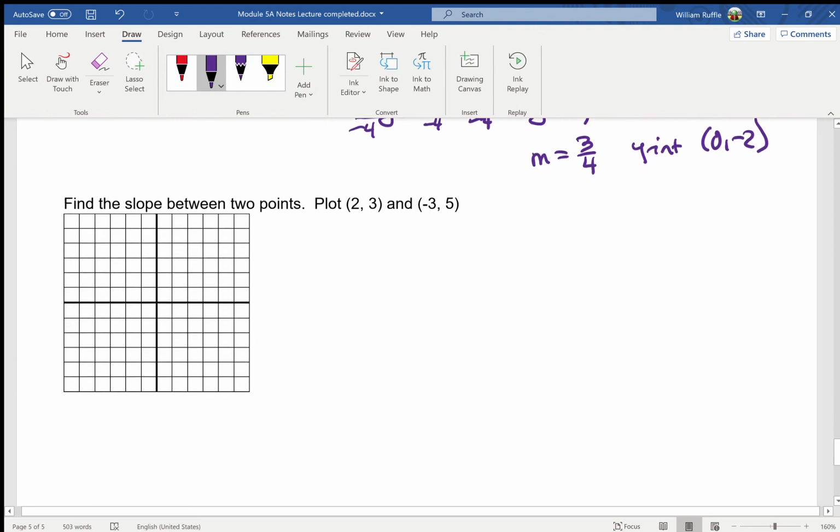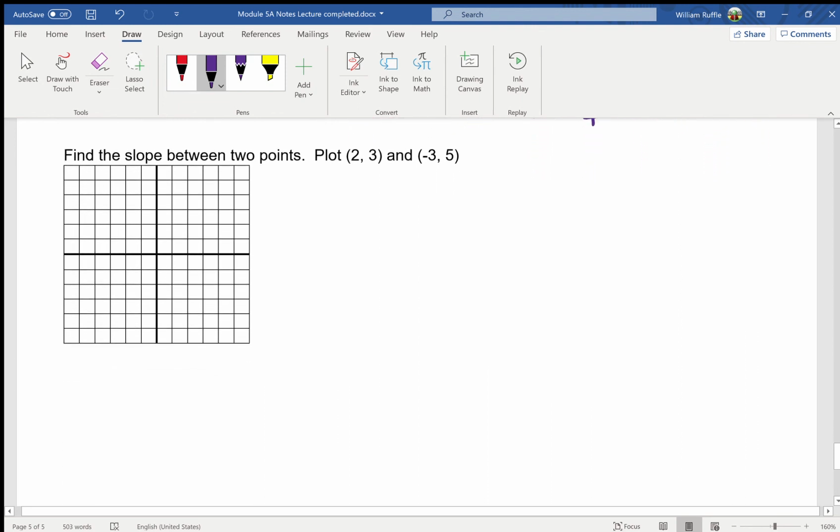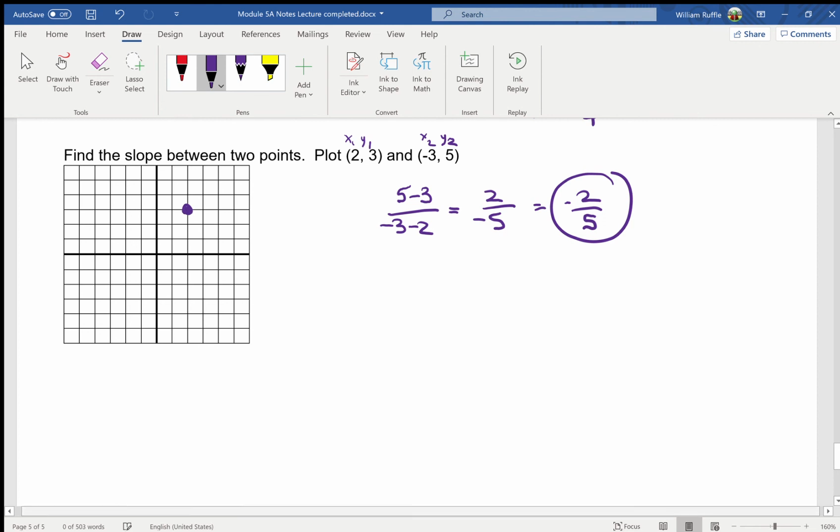Now I want to show you graphically what is happening in slope here. Now if I do my slope formula like I just did a little bit ago, it's going to be y2 minus y1, so that's 5 minus 3 over negative 3 minus 2. So I get 2 over negative 5, so it's really negative 2/5. That's my slope. But I want to plot these points, and I want to show you something. If I go 2, 3, so that means I go over 2, up 3. There's my first point, 2, 3. Now I'm going to plot my other point, negative 3, 5. I'm going to go 1, 2, 3, 1, 2, 3, 4, 5. I'm going to plot that.